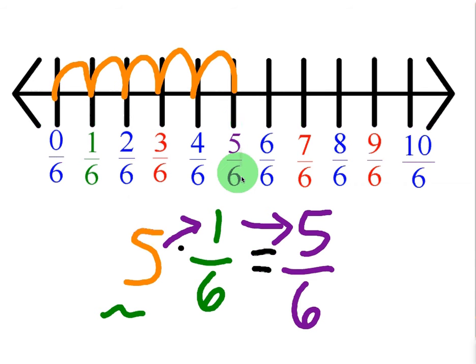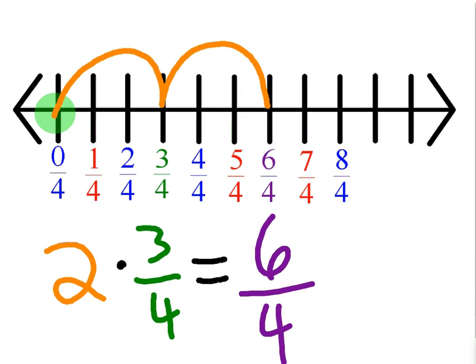And we're going to see a similar pattern in the upcoming examples. But basically, that's because we had a 1/6 and we added it 5 times. So here's 1/6 and we went 1, 2, 3, 4, 5. Let's look at another visual example.